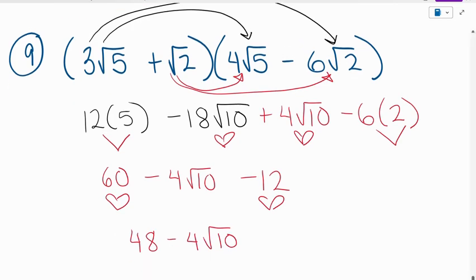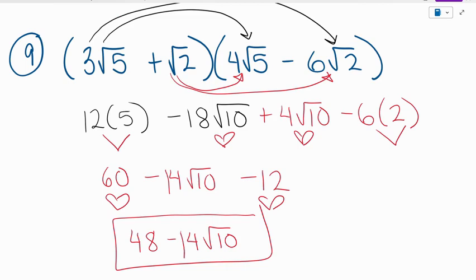Can I simplify root 10? No. Philip, why do you look confused? Wait, when you added the negative 18 root 10 plus the 4 root 10? Oh, it should be a negative 14. Okay. That's why you look confused.